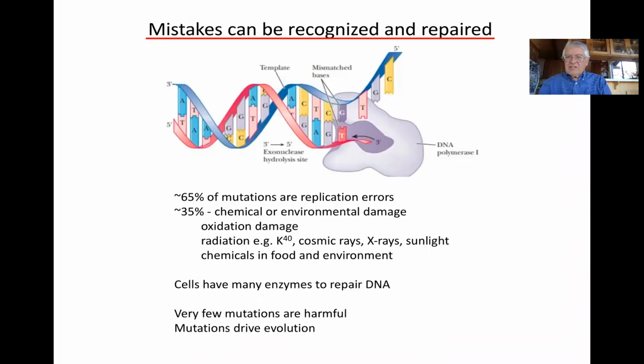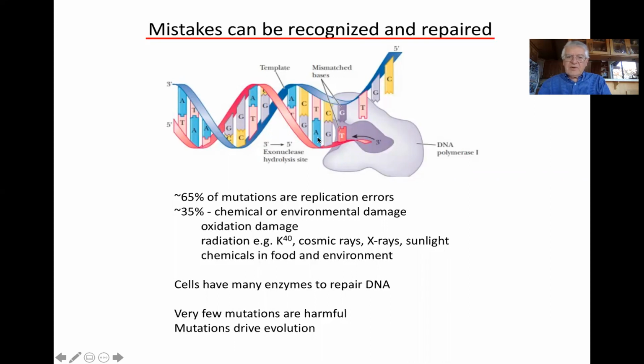All right. So let me mention one last thing about this, and that is that mistakes happen. They can be recognized and they can be repaired. So the DNA polymerase, the enzyme that actually keeps adding the DNA nucleotides, has in it what is called a proofreading function.